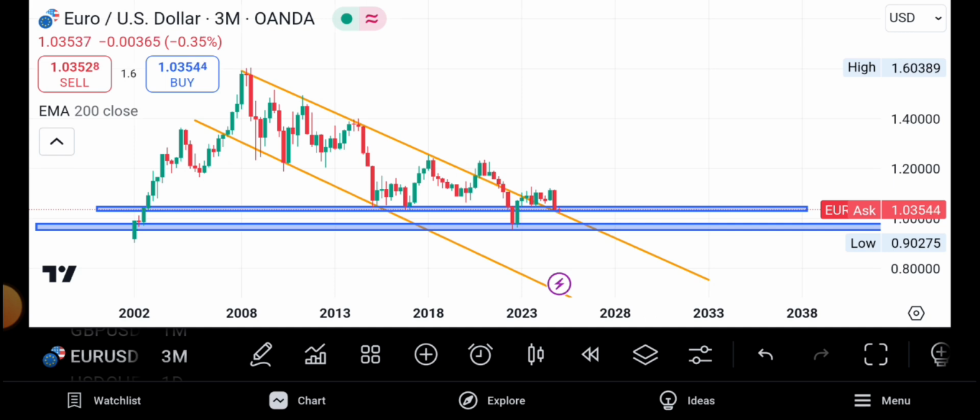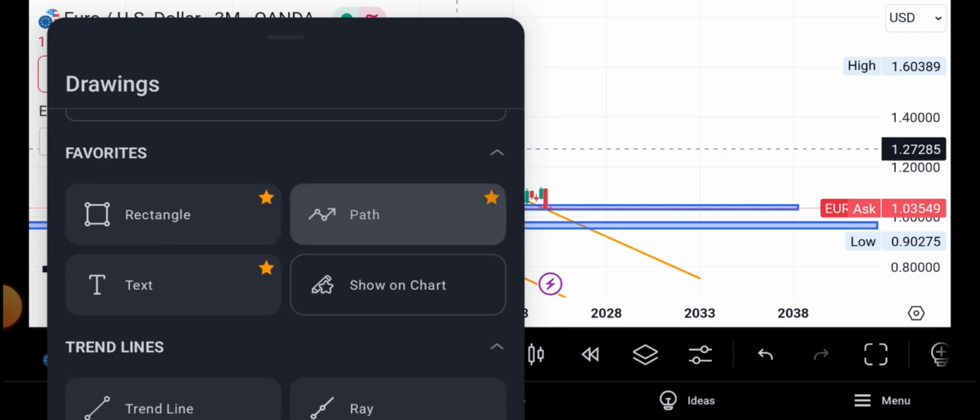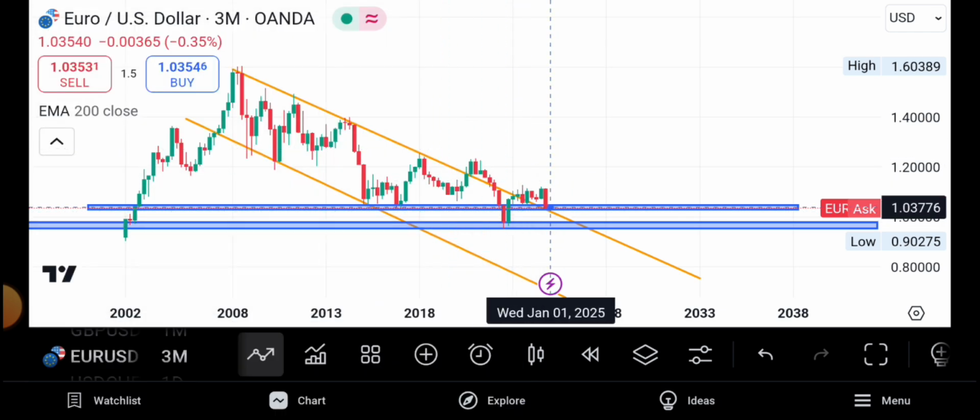Are we together? So the price action might hold at these two zones for the rest of this year upward, or if it breaks from here, it will come up to here. Be sure of that. Now let us continue.